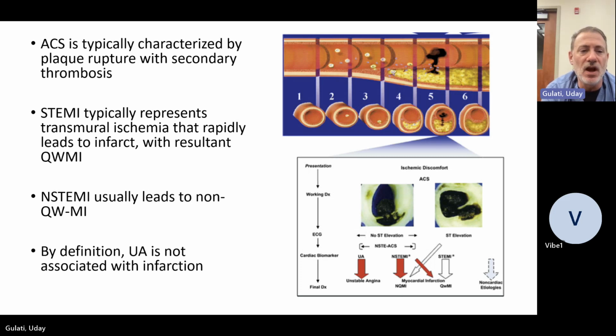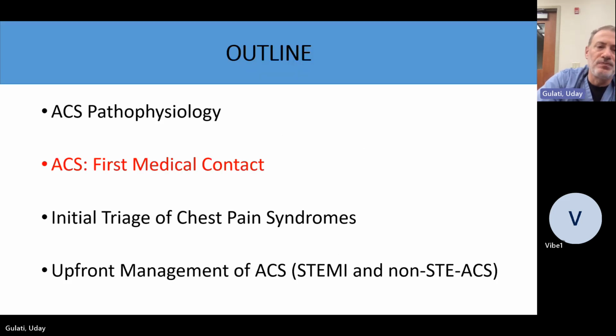Non-STEMI usually leads to non-Q-wave myocardial infarction, and typically there is not a complete occlusion of a vessel when you have a non-STEMI. And then by definition, unstable angina is not associated with actual infarction. So it's very rare nowadays that we see or diagnose true unstable angina because we have such sensitive troponin, right? So we can almost always detect some biochemical abnormality that suggests an actual infarction. And our definition of non-STEMI is much more liberal than it used to be. Right? But that's the general spectrum.